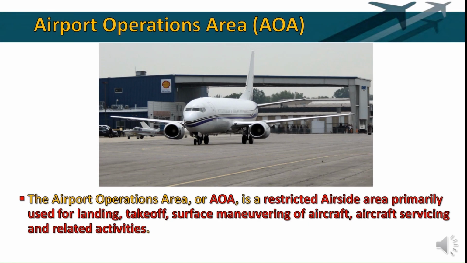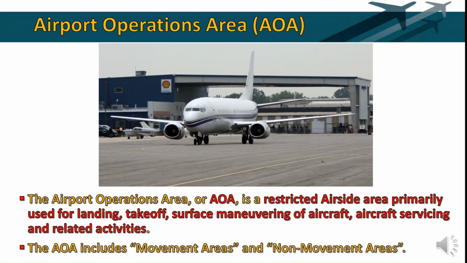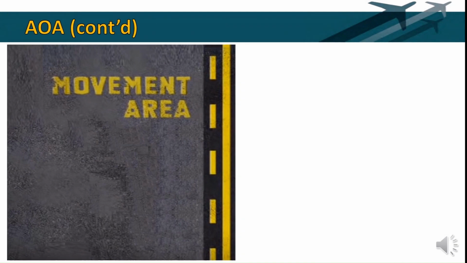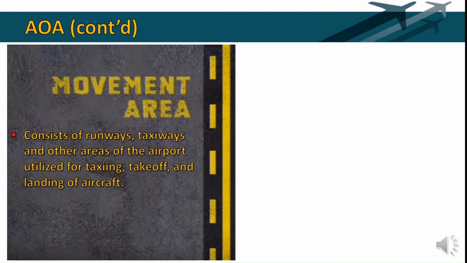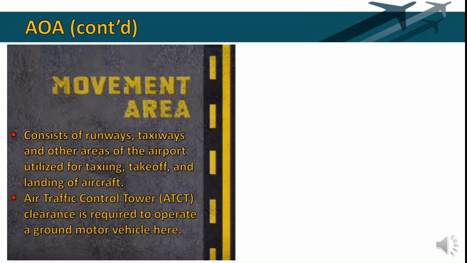The Airport Operations Area, or AOA, is a restricted area primarily used for landing, takeoff, surface maneuvering of aircraft, aircraft servicing, and related activities. The AOA includes movement areas and non-movement areas. Movement areas consist of runways, taxiways, and other areas of the airport utilized for taxiing, takeoff, and landing of aircraft. Air traffic control tower clearance is required to operate a ground motor vehicle here.